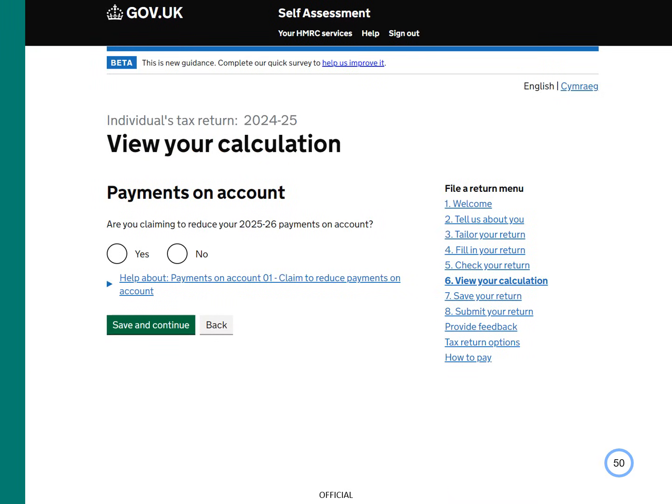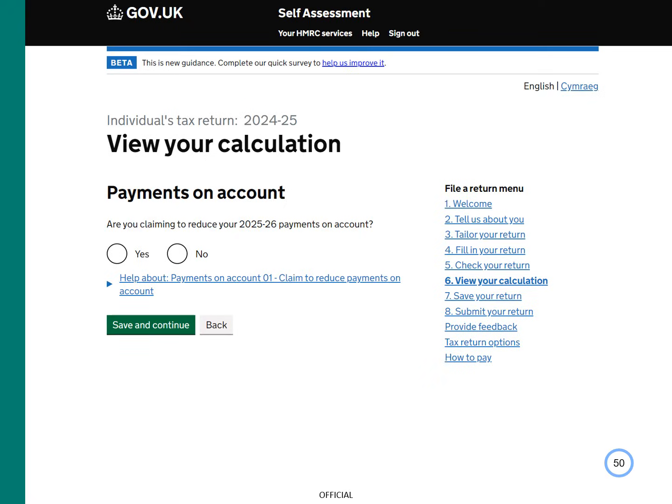If payments on account are due for 2025 to 2026, we then ask if you want to claim to reduce them. You may want to consider this if you know that the amount of tax that will be due for 2025 to 2026 will be lower. However, check the Help About guidance carefully. If you reduce payments on account, HMRC will charge interest if you paid less than you needed.